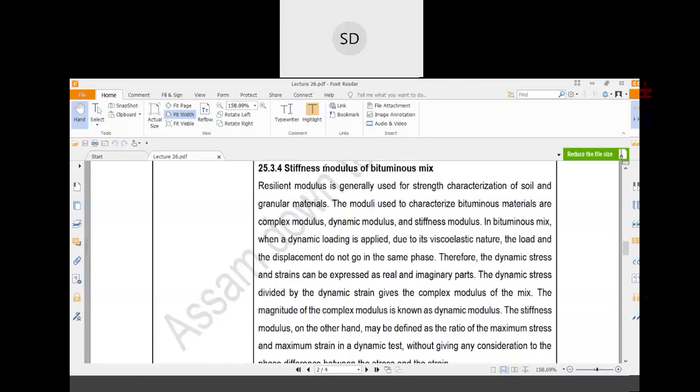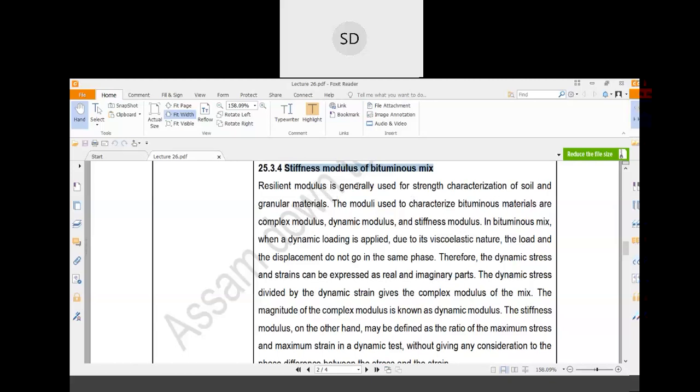Now coming to the next question, stiffness modulus of the bituminous mix. That is very important. Now, resilient modulus, we have already discussed what is resilient modulus. That value is Mr, resilient modulus. Generally, that is found out by dynamic triaxial test, which we have already discussed in our previous classes.